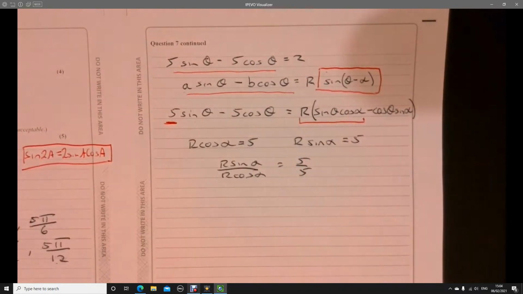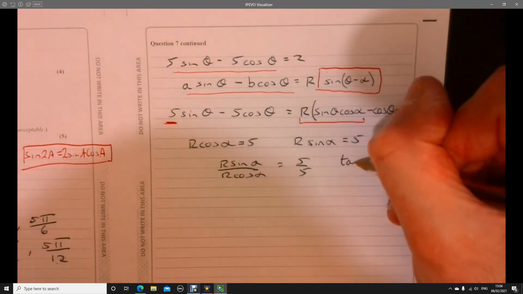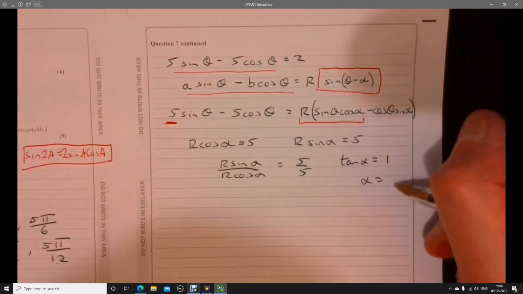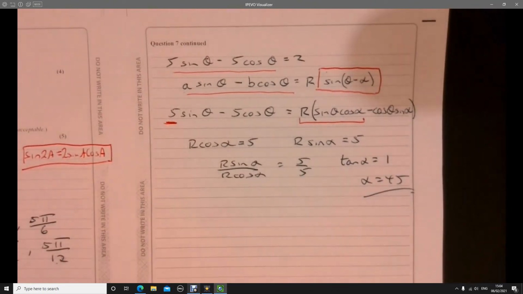Wait a minute, sine over cos, that's tan. The r's are going to cancel. So tan alpha must equal 1. So therefore, inverse tan gives 45, right? So that bit there's got to be 45. So that's really important. We'll come back to that in just a second.